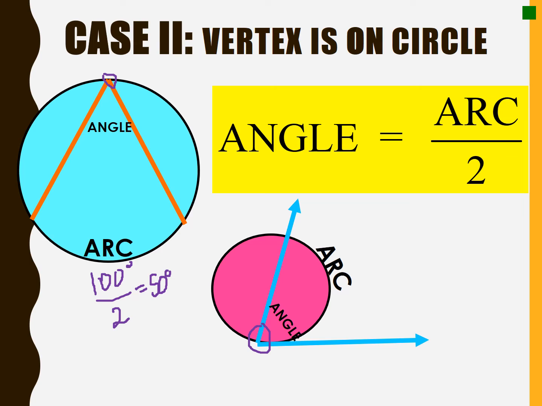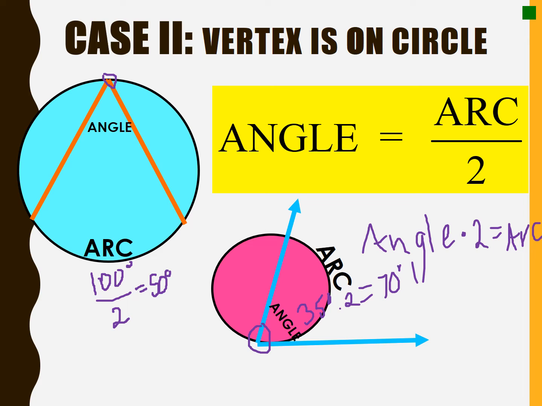This works the same way in reverse. It's also your angle times 2 equals your arc. So if in this case we have, let's say 35 degrees, we multiply this by 2 and we get 70. So it works both ways. These are what we call inscribed angles.